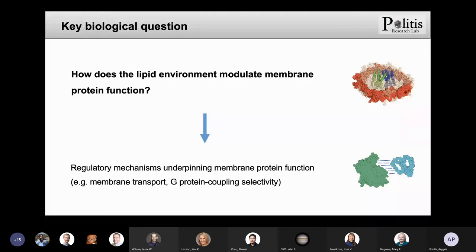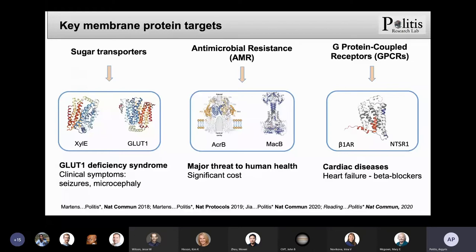So as I said, we study transporters. One of the classes that we have been using primarily as model systems in my group are the sugar transporters, and that's the bacterial XylE, and also we're trying to go into its homologue, the human counterpart, that's GLUT1. GLUT1 is an important target because it's related to GLUT1 deficiency syndrome, with clinical symptoms such as seizures and microcephaly. We have also been studying transporters, efflux pumps, such as those involved in antimicrobial resistance, systems like AcrB and MacB.